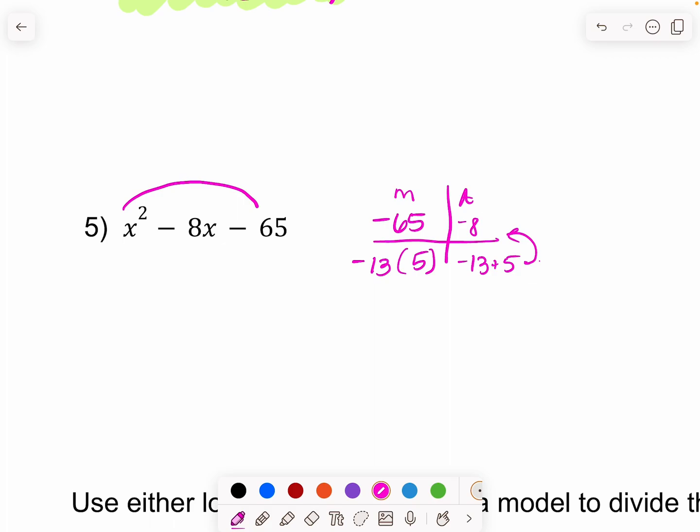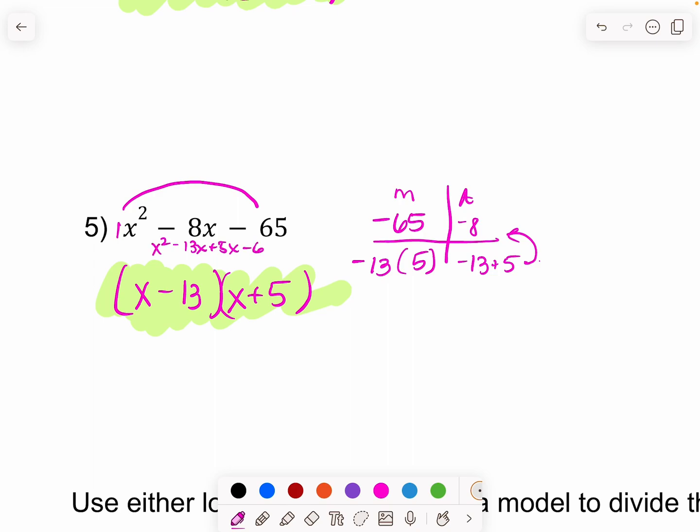If you wanted to do grouping, you are welcome to. Or since this is a 1 in front, we literally can just go to the 2 parentheses and x minus 13, x plus 5. Sorry, even on these problems, grouping will work. If you wanted to split this into negative 13x plus 5x, you are welcome to, and then you can take 2 at a time like you did on the first one.